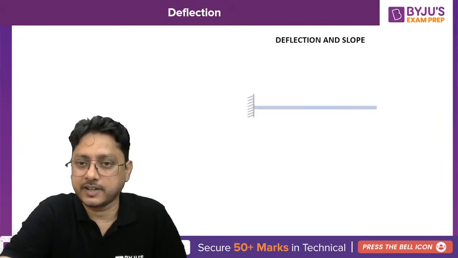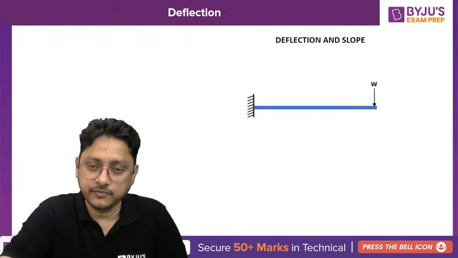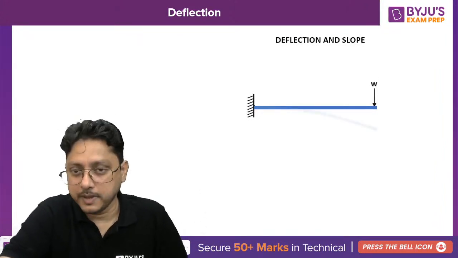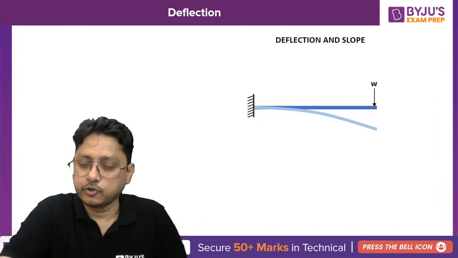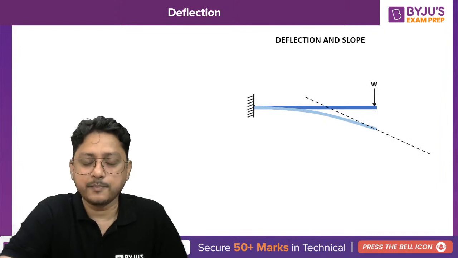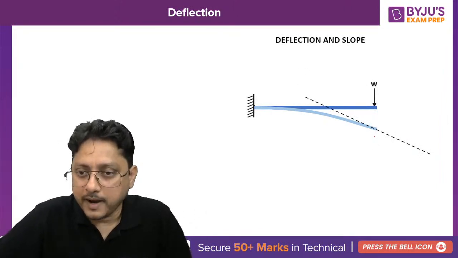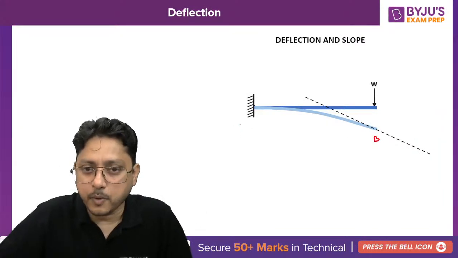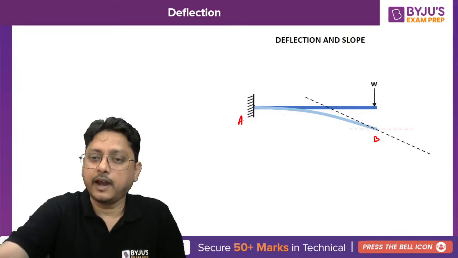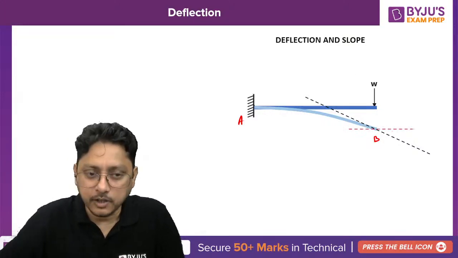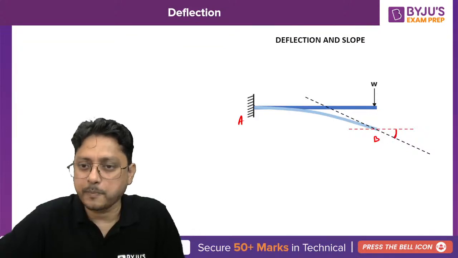First of all, deflection and slope. Suppose you have a beam loaded with a concentrated load at the free end. What will happen to this beam? It will get bent, of course. What is the meaning of slope and deflection? If I am interested in the slope at joint B, draw the tangent at B, and whatever angle you get, that angle is nothing but your slope at B.